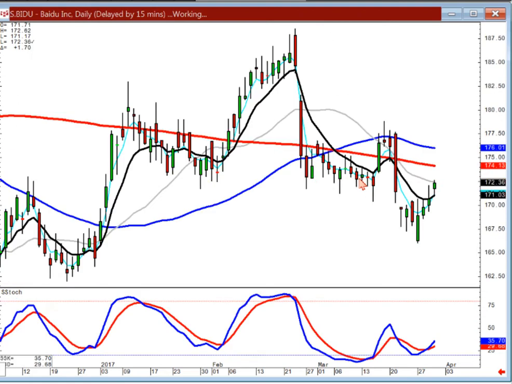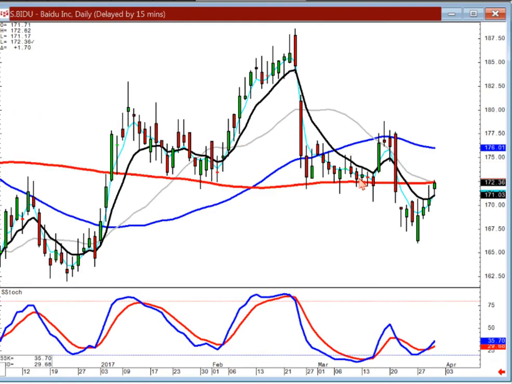Bidu, not a great looking chart. If you like it, you can stay long. It doesn't have a true signal. This is not quite a belt holds or a piercing signal. So I'd stay long, but the first time I saw a sell signal, I'd come back out and then wait for the next buy signal.